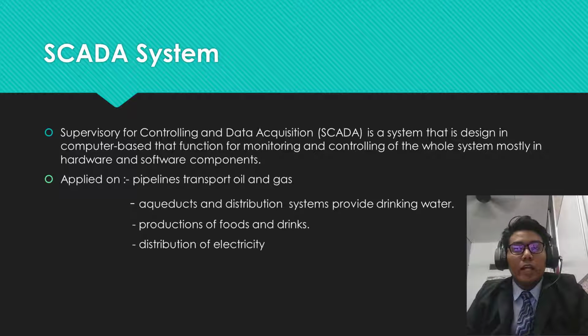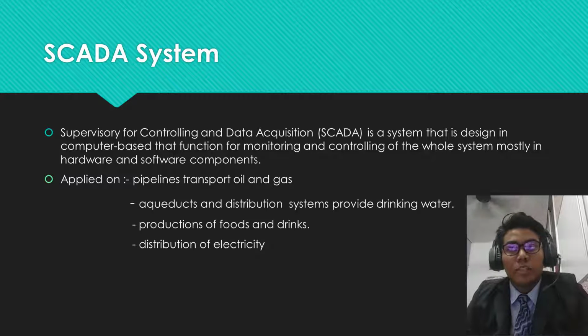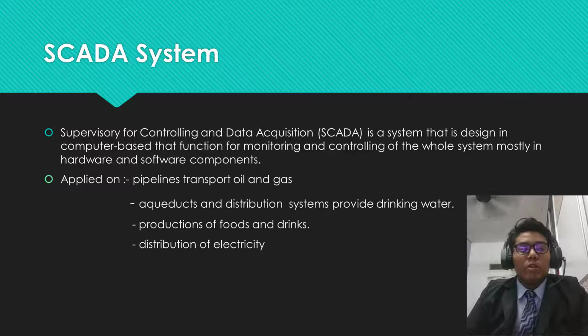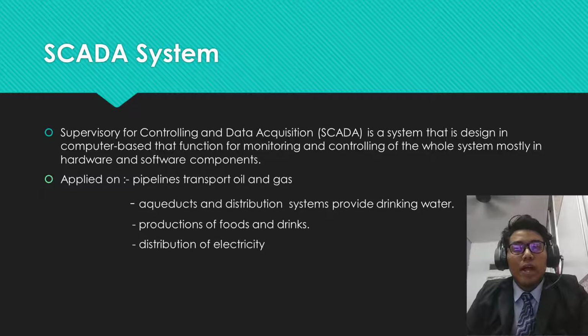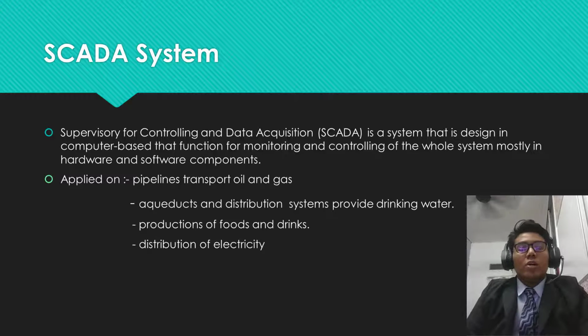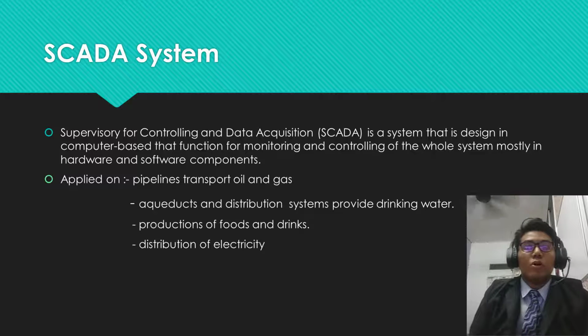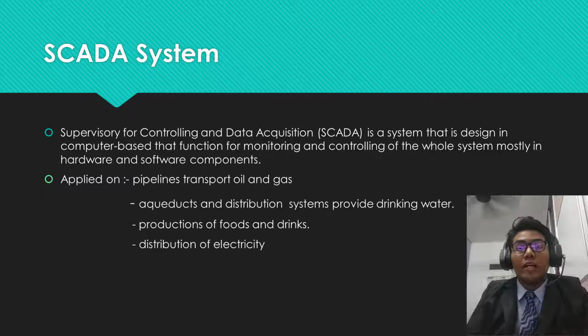And then I will explain a bit about what the SCADA system is. SCADA stands for Supervisory Control and Data Acquisition. It is a computer-based system designed for monitoring and controlling the whole system in industrial automation applications, mostly with hardware and software components. It is applied in most industrial applications, whether pipelines transporting oil and gas, aqueducts and distribution systems providing drinking water, production of food and drinks, and the distribution of electricity.